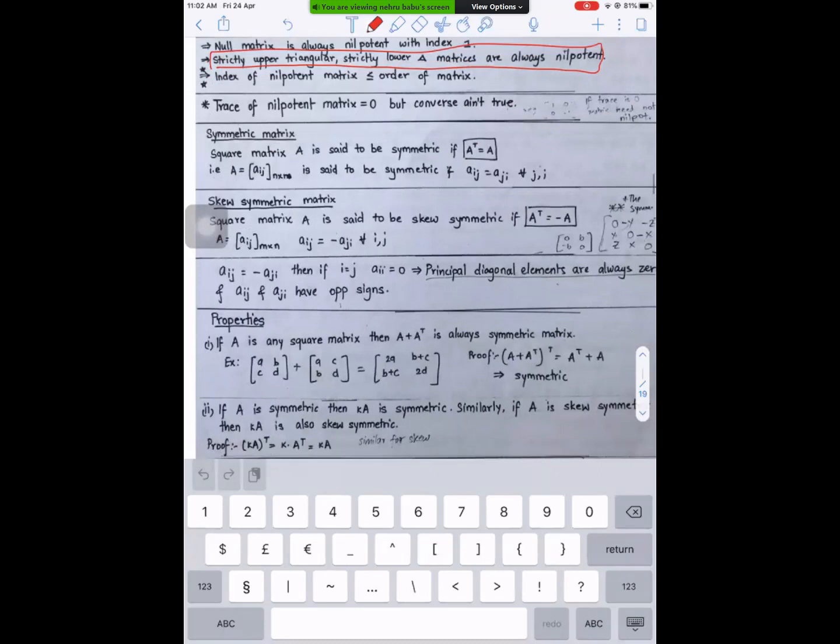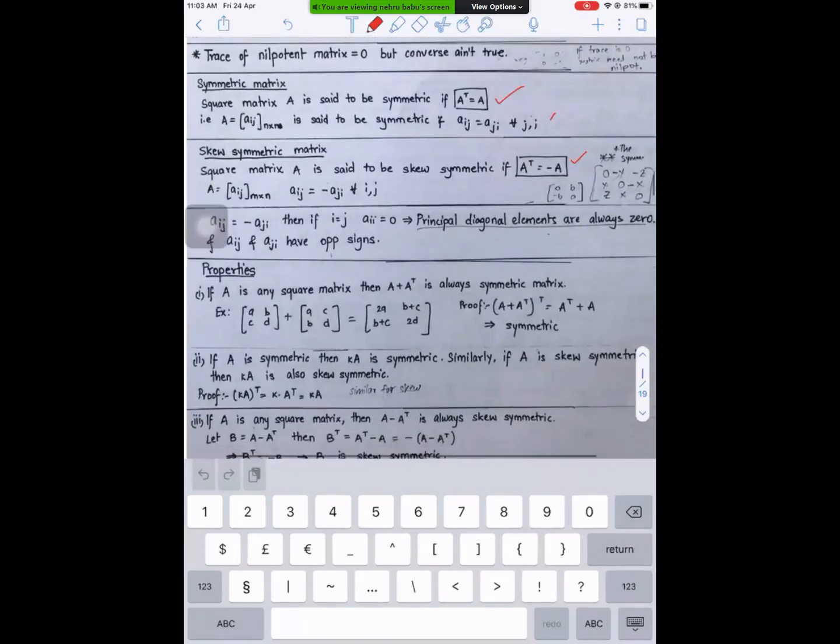Next definition. Symmetric matrix. Symmetric matrix definition is A transpose equal to A. We know here Aij element is the same as Aji element. This is symmetric. Next, skew symmetric matrix. Skew symmetric matrix means A transpose equal to minus A. Here Aij and Aji both have opposite signs. So because of this, principal diagonal elements are all 0 here, because Aii and minus Aii being equal means the only possibility is Aii is 0. So in a skew symmetric matrix, principal diagonal elements are always 0.